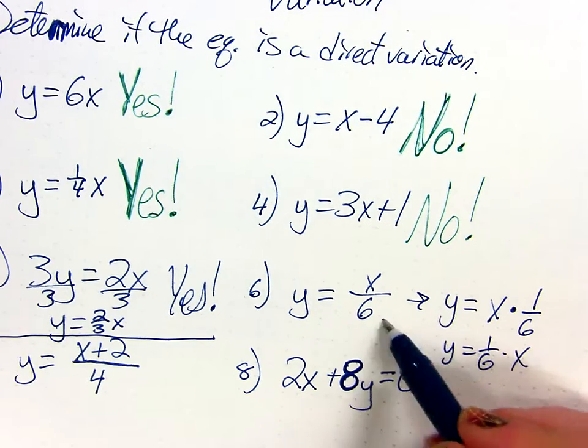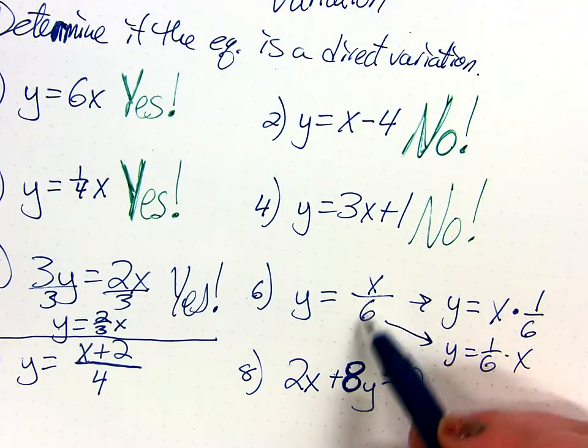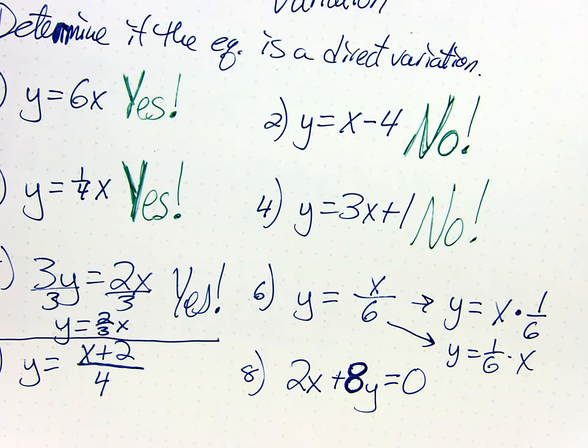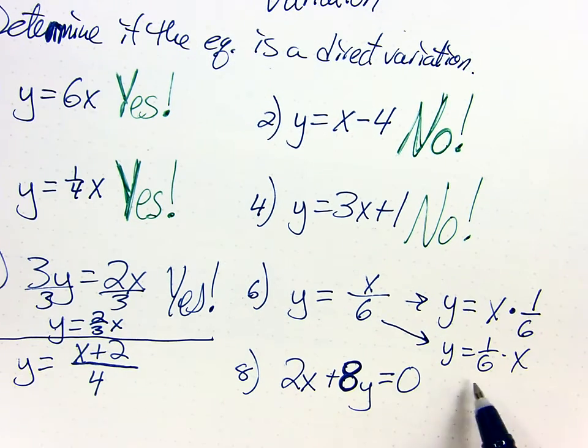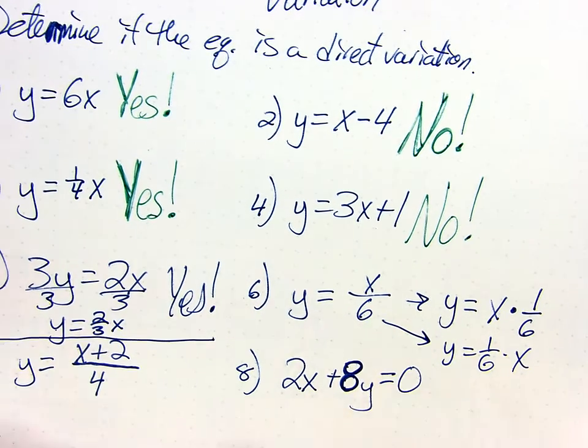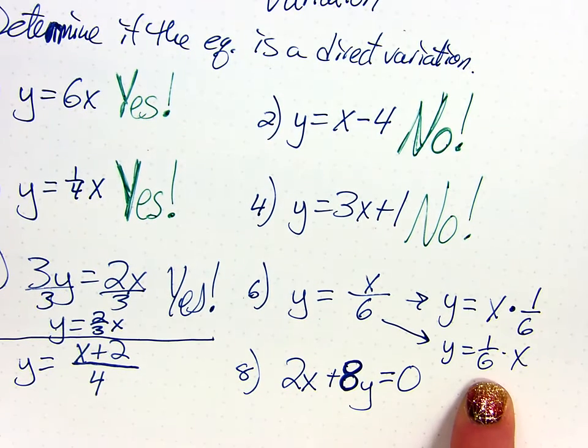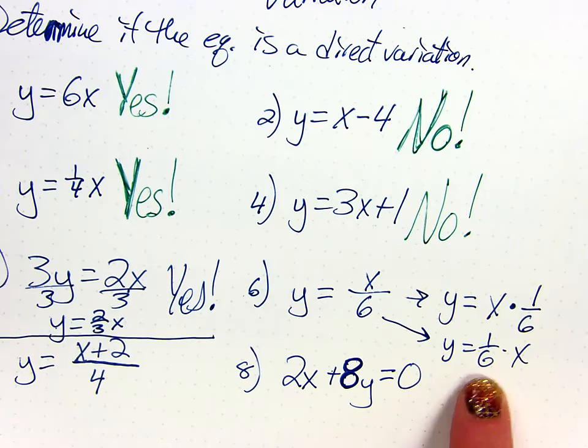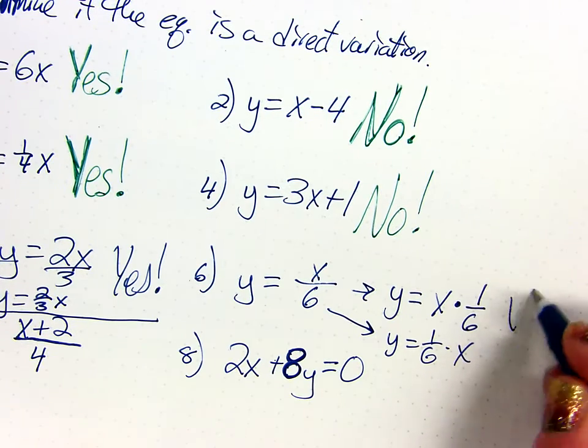You could have also jumped right from here to here. If you divide by 6, it's the same thing as multiplying it by 1/6. Right? Those are the same thing. So, yes, you can manipulate that equation so that it looks like y equals kx. And then k would have just been 1/6. So this is a yes, number 6.